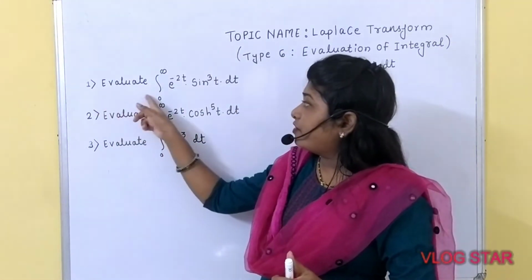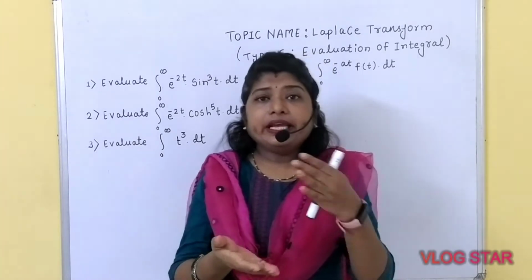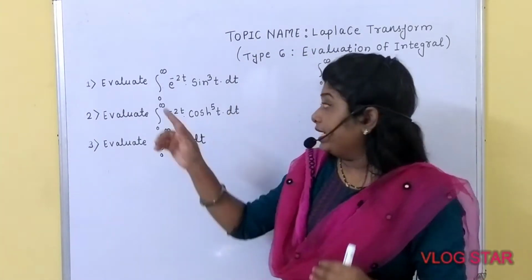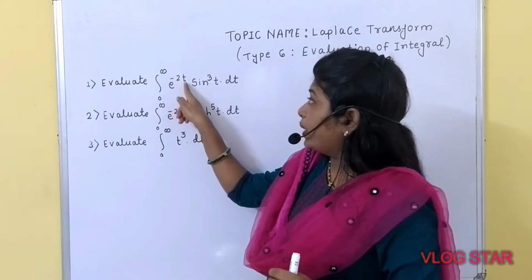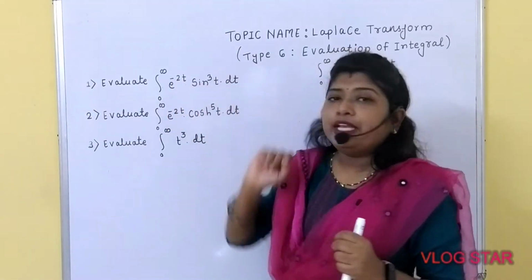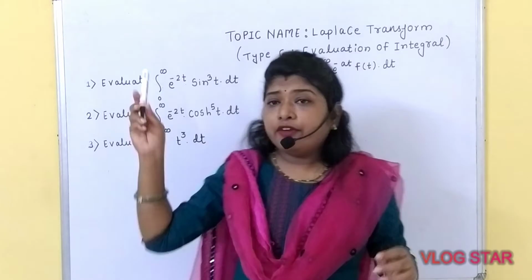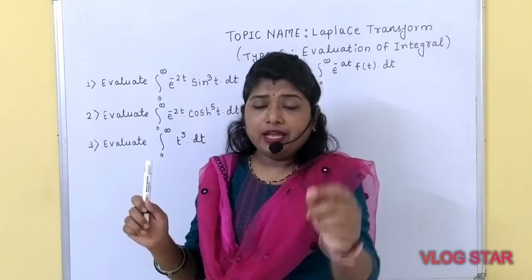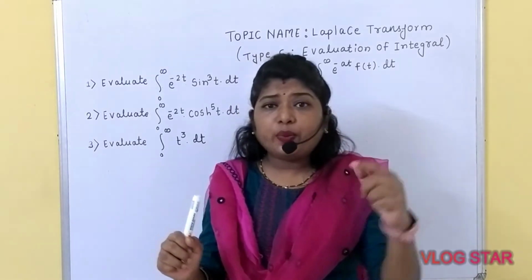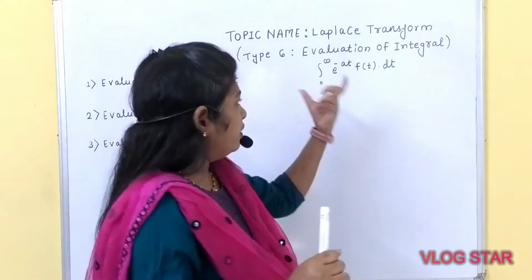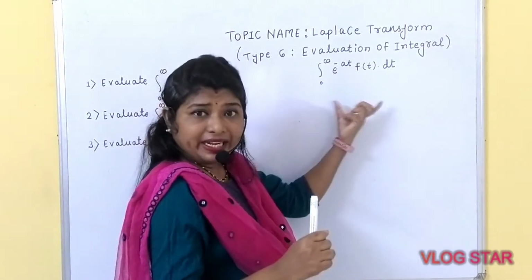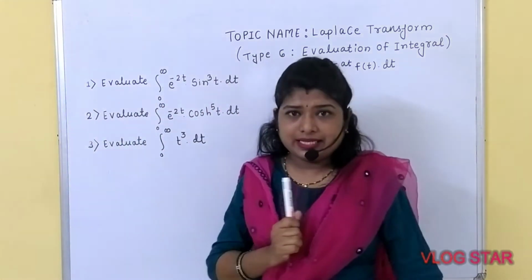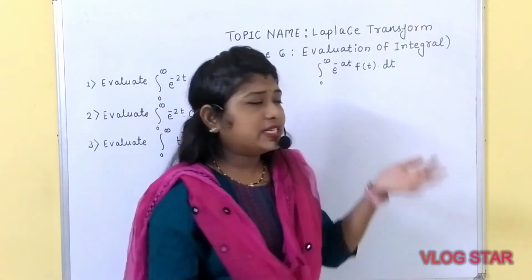We'll proceed with the first example. What is given? Evaluate integration of 0 to infinity e raised to minus 2t into sine cube t into dt. If you observe carefully, you need to find out the value of a. If you equate with the standard formula, a is nothing but equal to 2 in this case. So let's begin with this.